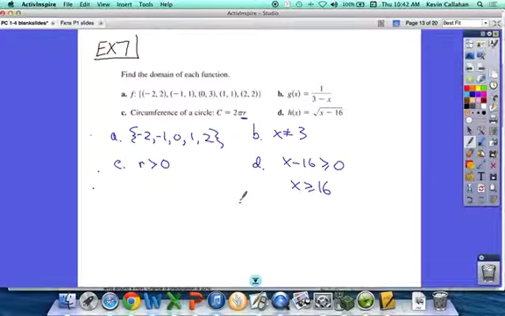Now we did this was a square root, right? Because it doesn't have an index there. But if it was a 4th root or a 6th root or any of them, you'd have the same thing. We have to take what's inside, set it greater than or equal to 0, solve.